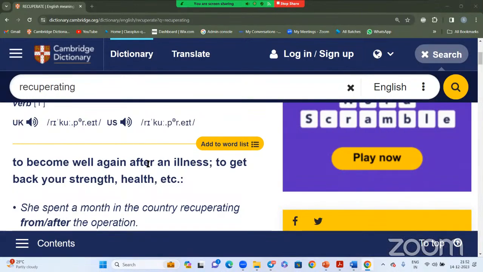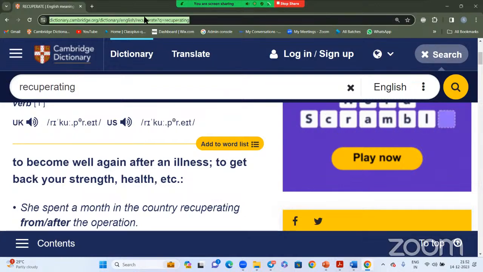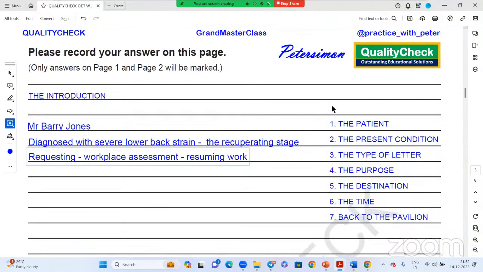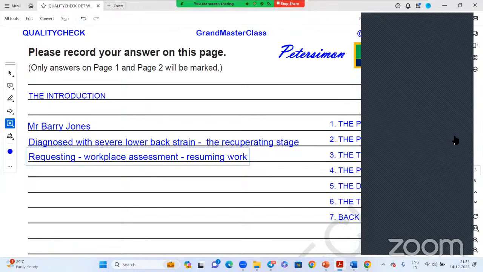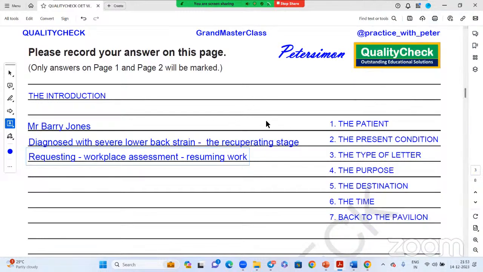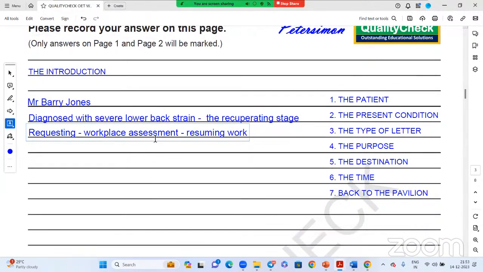So Cambridge Dictionary is very important. If you have any doubts, anytime, anybody, just go to Cambridge Dictionary, and there you can save this dictionary. So that is the dictionary link. Go to the dictionary and just type whatever word you want, and it will help you, because many words we'll be discussing here, so you can learn them, right? So requesting workplace assessment, resuming work, right?